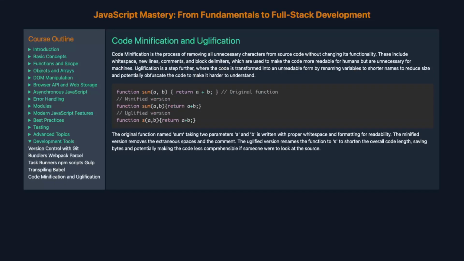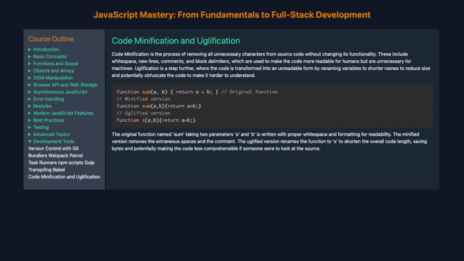Code minification and uglification. Code minification is the process of removing all unnecessary characters from source code without changing its functionality. These include whitespace, new lines, comments, and block delimiters, which are used to make the code more readable for humans but are unnecessary for machines. Uglification is a step further, where the code is transformed into an unreadable form by renaming variables to shorter names to reduce size and potentially obfuscate the code to make it harder to understand.